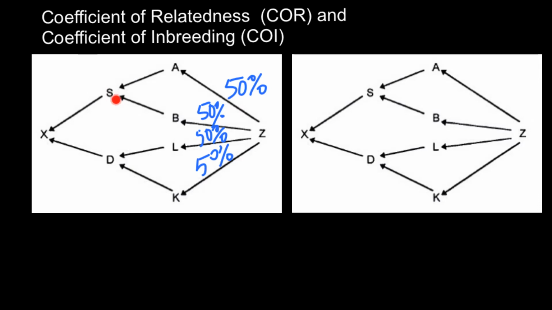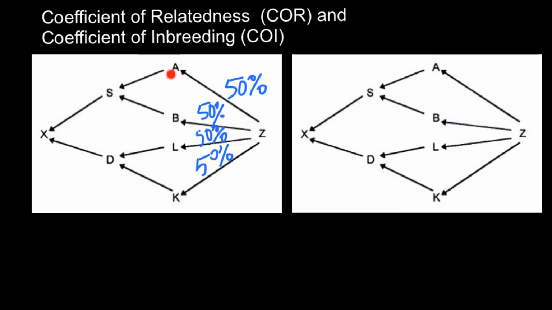But in this case, we see that this individual S has only two grandparents, grandparent Z and another grandparent that is not shown here, just like his parents. So we see here inbreeding.